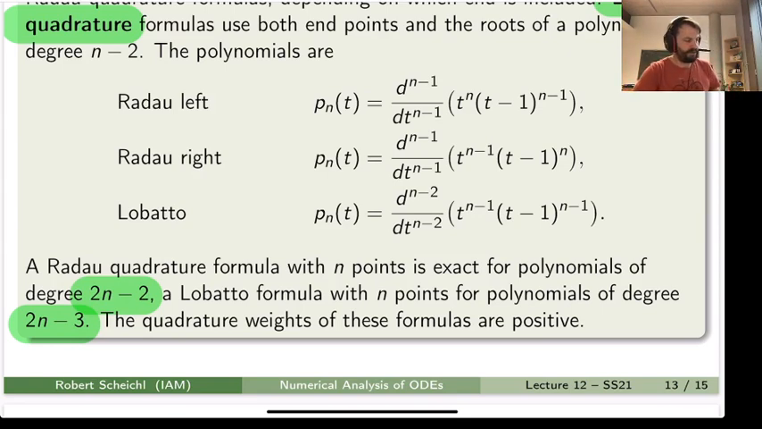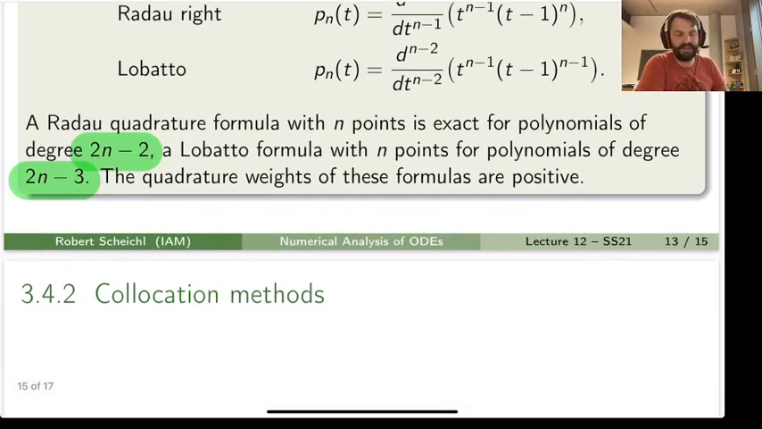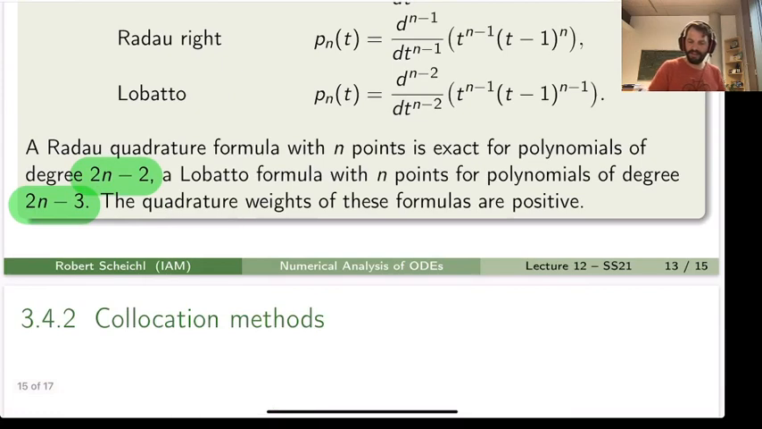Okay, so that's it for this section. In the next section, we will now define Runge-Kutta methods based on these quadrature formulae, and these Runge-Kutta methods are the so-called collocation methods. And that's what I'm going to do in the second video for this week later on. So that's it for today. Thanks.